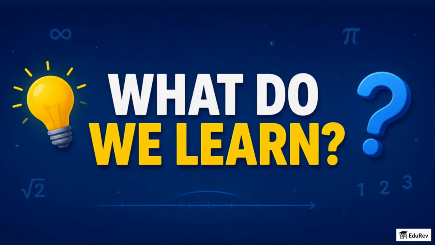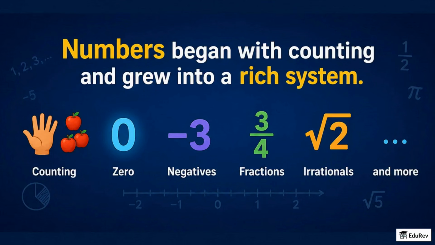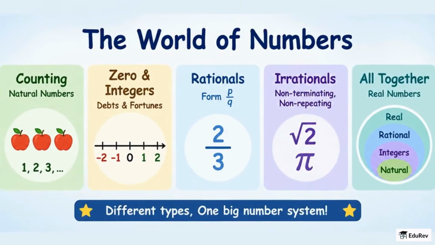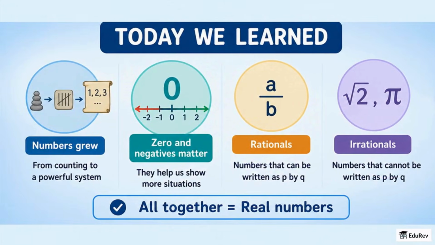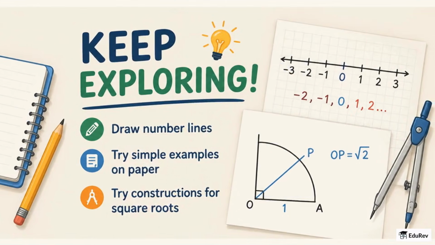So, what do we learn from this? Numbers began with counting and grew into a rich system that includes zero, negatives, fractions, irrationals, and more. Let us quickly remember. Natural numbers for counting, 0, and integers for debts and fortunes. Rationals as p by q, irrationals like square root of 2 and pi, and all together they form the real numbers. So today we learned how the number system grew, why 0 and negatives matter, and how rationals and irrationals are different. Keep exploring with simple examples on paper.